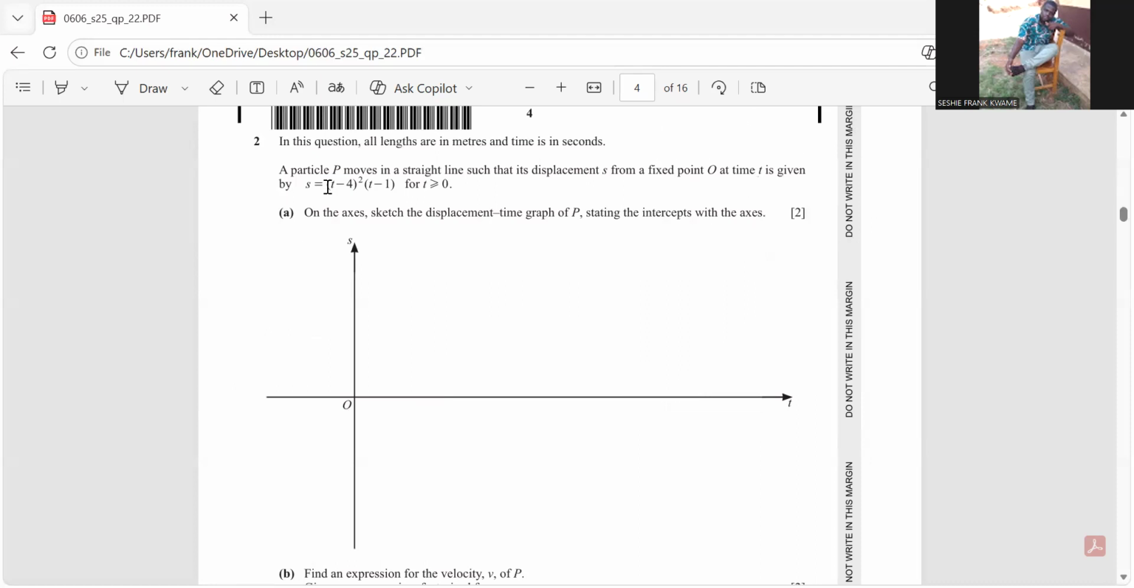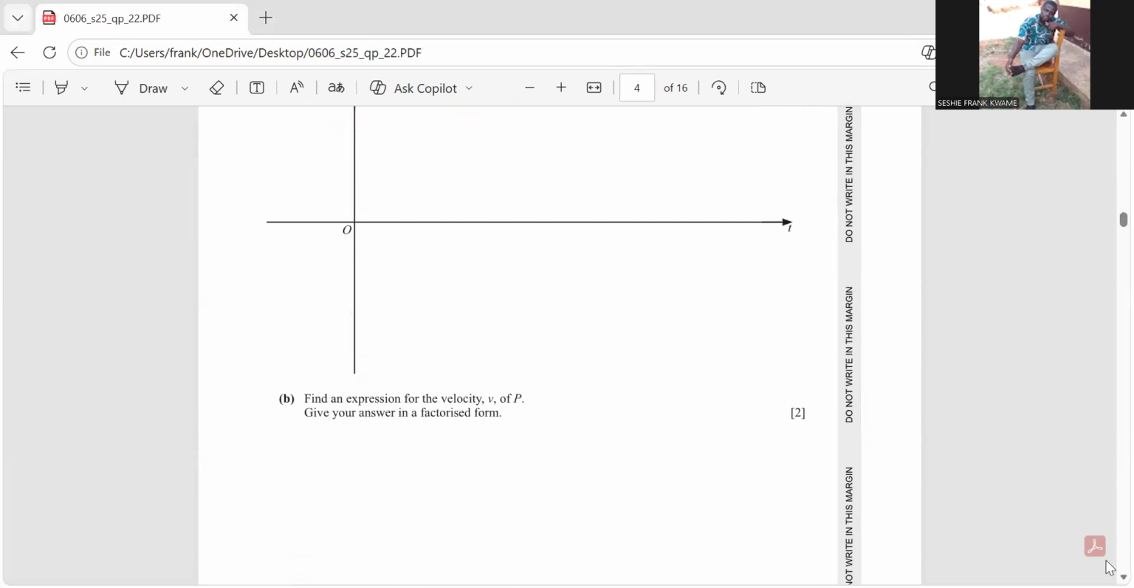Then we are looking at the next aspect of the question, where we have to find the velocity v of the particle P. The velocity v is always the change in displacement over the change in time, which is ds/dt.